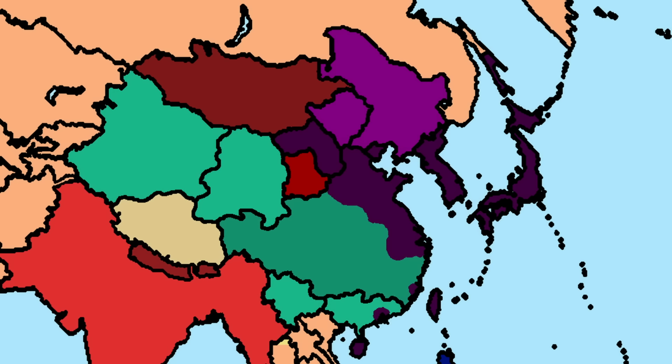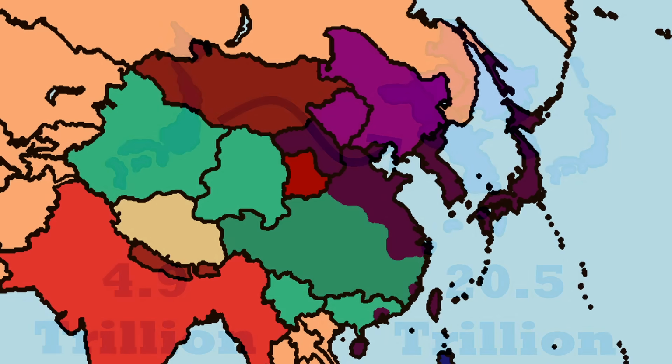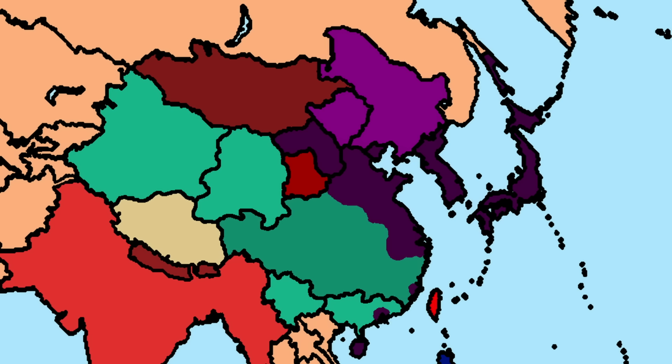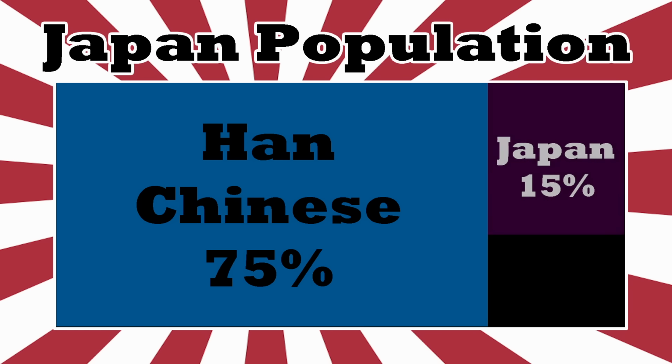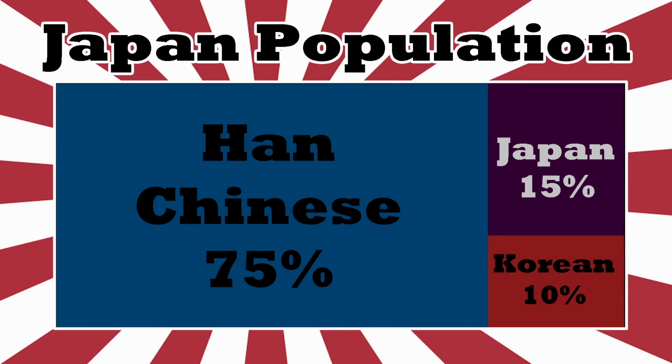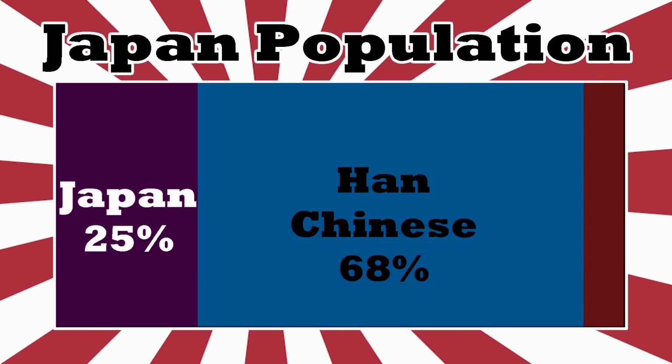And all of this goes to Japan's benefit. Their economy grows by 4-fold, from 5 trillion to 20 trillion, mostly due to gaining these regions in mainland China, but the output of Taiwan and South Korea are also noticeable. In terms of population, Japan jumps from 125 million to an astounding 840. Most of the population of this new state, obviously, is Chinese at 75%, with Japan itself making up 15%. The remainder is left over for the Koreans at around 10% of the population. Back in 1939, the Japanese were slightly more populous at around 25% of the empire, while the Chinese held 68% and the remaining 7% was Korean.